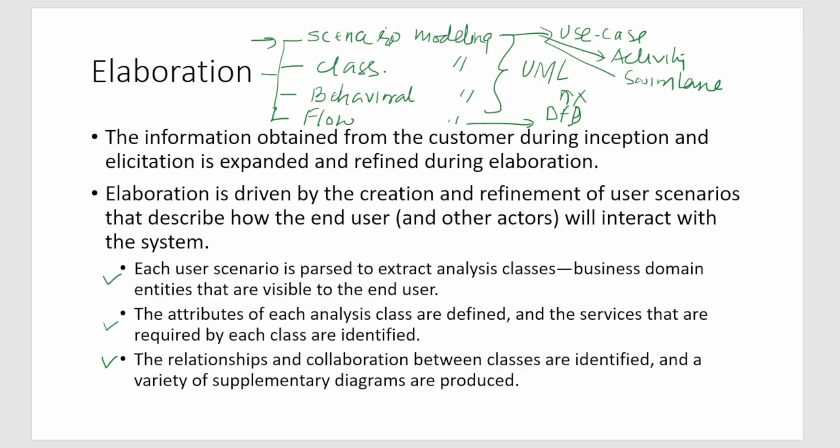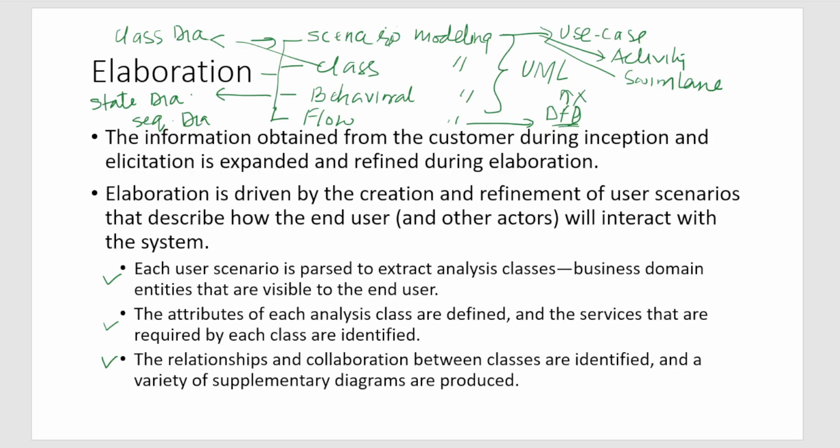Likewise, class modeling actually has one diagram, which is called class diagram. Behavioral modeling has two diagrams. One is called the state diagram, and another is called the sequence diagram. Class modeling has only one, which is called the class diagram. And flow oriented modeling has something called DFDs.